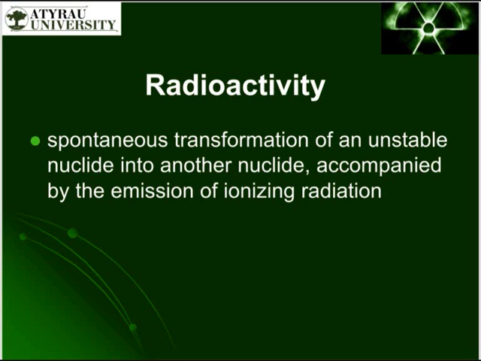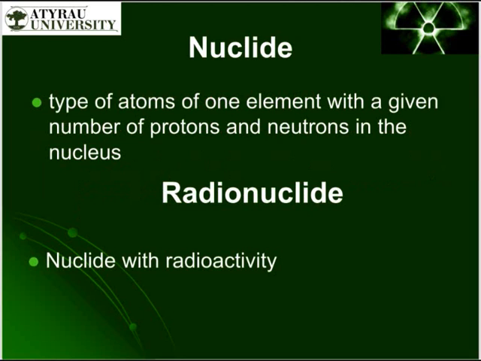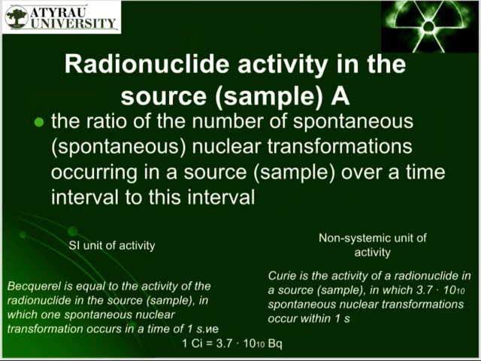Radioactivity is understood as the spontaneous transformation of an unstable nuclide into another nuclide accompanied by the emission of ionizing radiation. A nuclide is a kind of atom of one element with a given number of protons and neutrons in the nucleus. A nuclide that is radioactive is called a radionuclide. The distribution of ionizing radiation in the medium under consideration is called the field of ionizing radiation. Field of ionizing particles, flux density, absorbed dose rate, Kerma rate, etc.